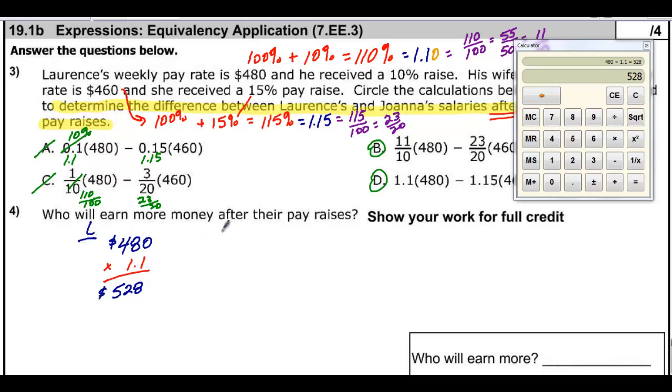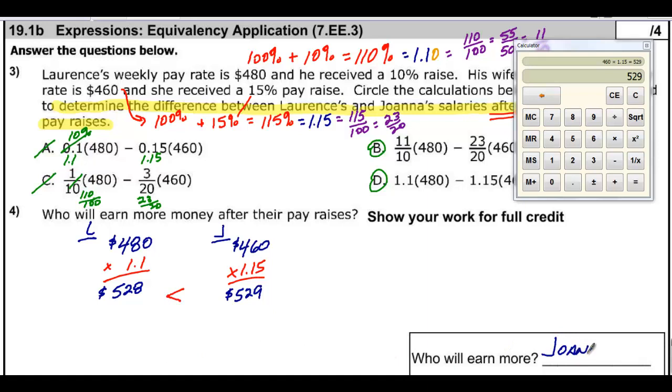This is for Lawrence. For Joanna, she's currently earning $460. She will receive a raise of 115%. So 460 times 115%. She will be earning $529. And we know that 528 is less than 529. So who will earn more after the raises? It will be Joanna.